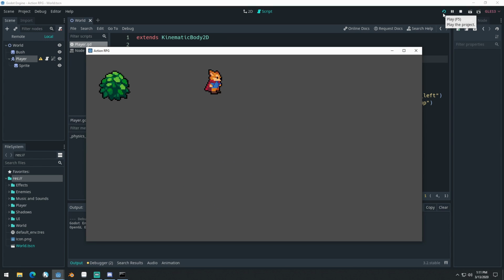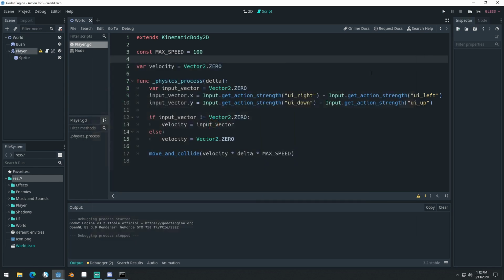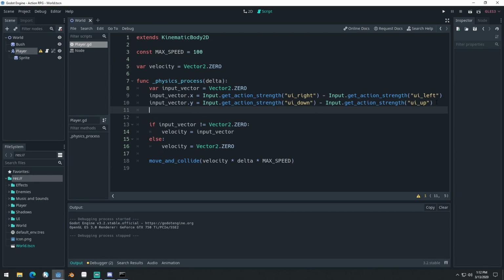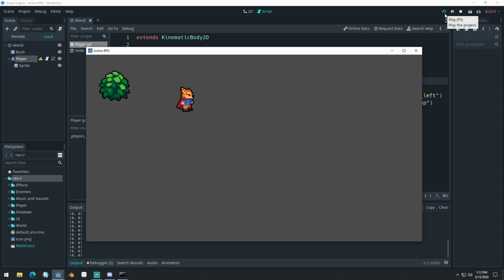Now we still move faster in the diagonals. I talked about that last time. The reason is, let's print our input vector right here. Print input vector like this. We'll save and run the game. You can see our input vector is 0. If we move to the right, we get 1, -1, right?